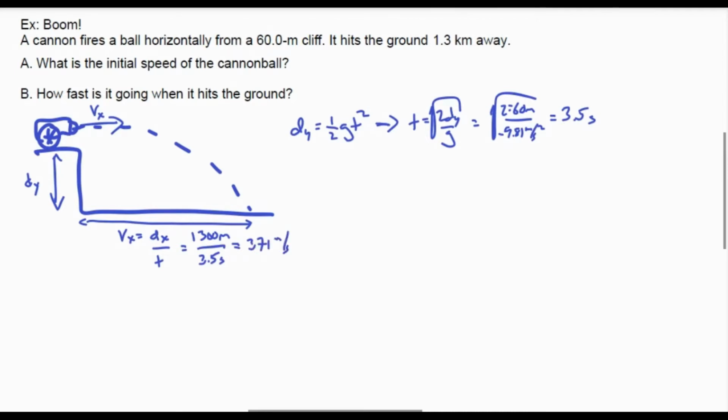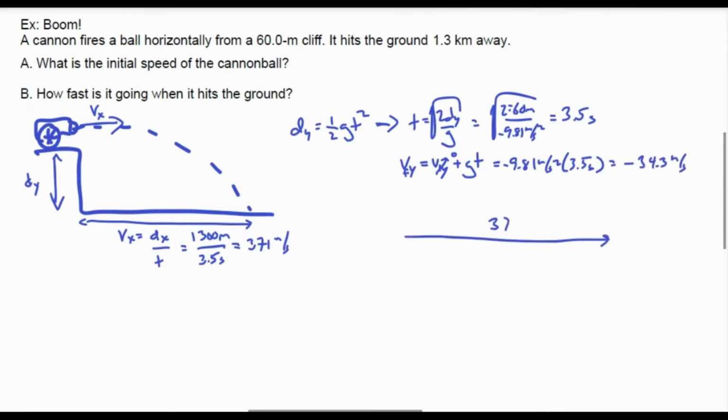How fast it's going when it hits the ground is the vector sum of the x and y components, so we need to find Vy. That's as easy as v equals v0 plus at, which is negative 34.3 meters per second, negative meaning it's downward. Add these velocity vectors tip to tail, and the Pythagorean theorem gives, rounded, 373 meters per second.